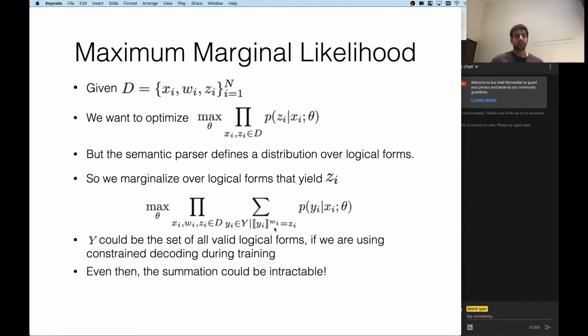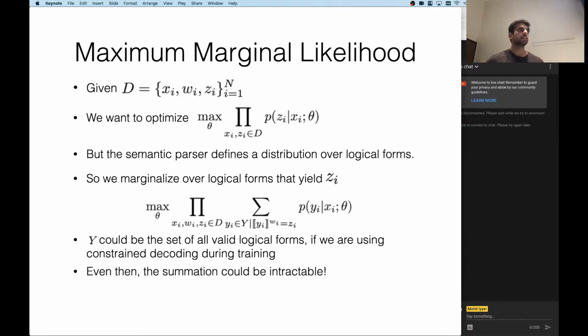So in this equation, this big Y here is a set of all valid logical forms that execute to the correct answer Z. This is very difficult to obtain, right? There are many, many different logical forms that could all end up evaluating to the correct answer that's given in your data set, this Z. And also, it might be hard to enumerate all of these possible logical forms. So this is actually kind of a search problem in practice, where you don't have an easy way to enumerate all of the logical forms that evaluate to Z.